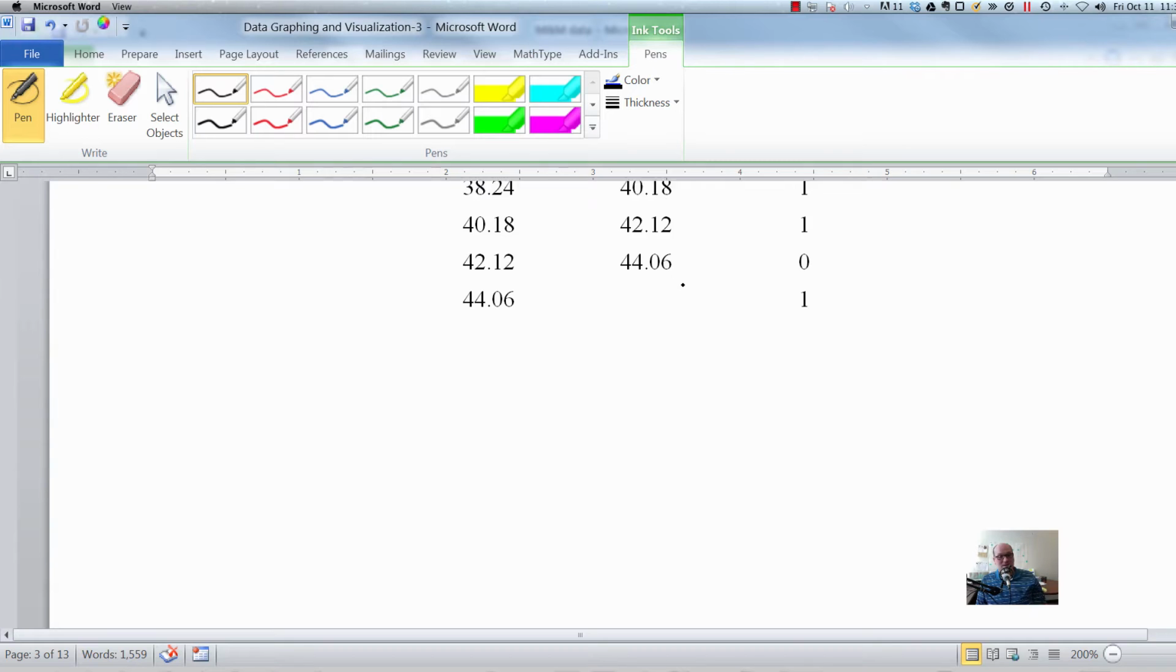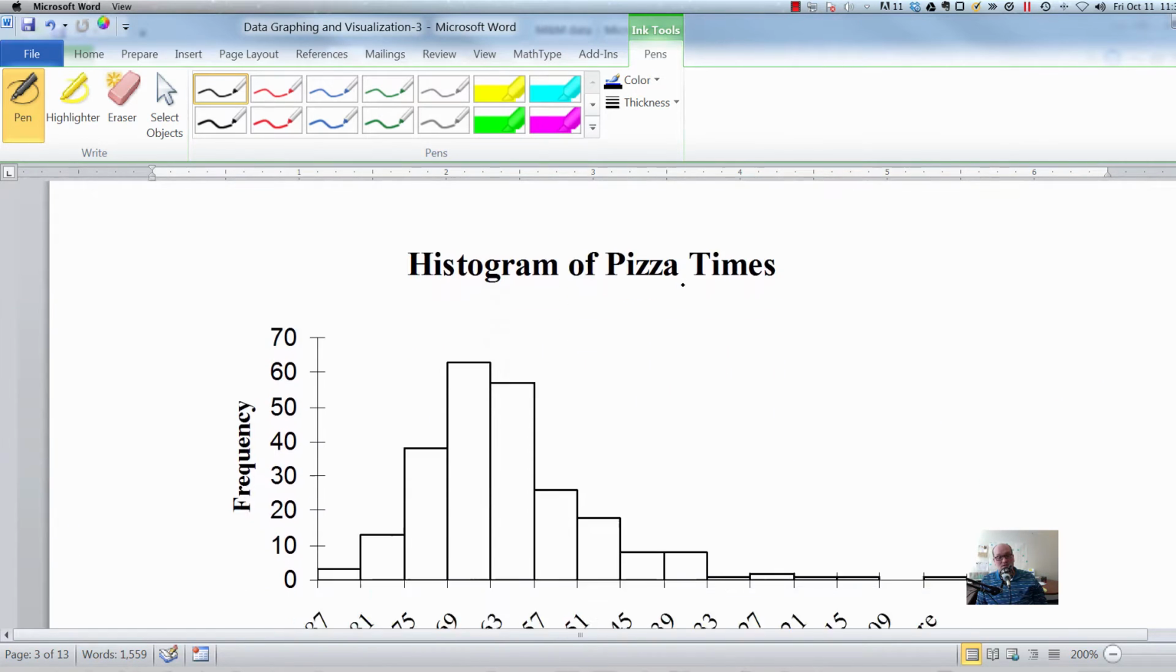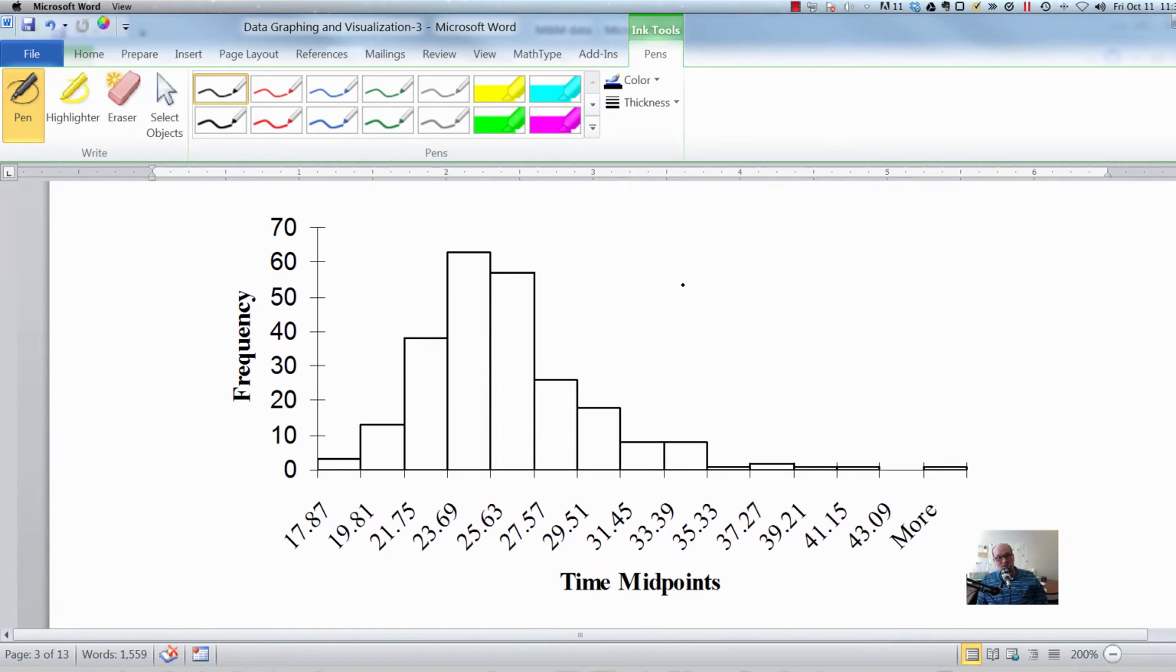Let's see what this looks like in a histogram, actually a picture. This is a histogram. So let's talk about this. Along this axis over here, this is time, right? So this is our measurement. So the x-axis will always be sort of a measurement. In this case, it's time to deliver pizza. It's what it is we measured.